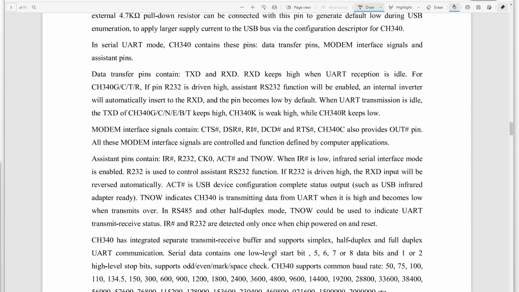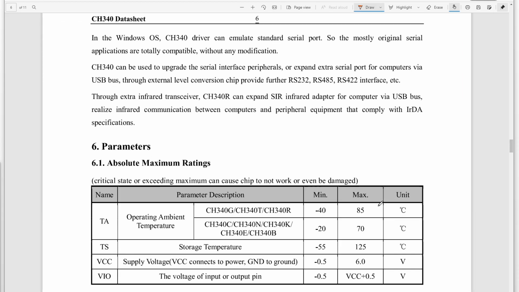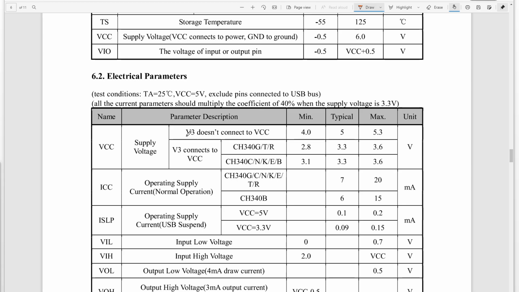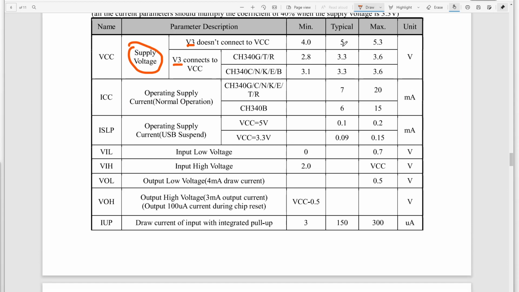And here it describes the data format, the serial data format, okay: start bit and 5, 6, 7, 8 data bits, 1 or 2 stop bits, okay. This is the boundary. The lowest one is this one, and the highest one is this one, okay. And here, these are all kinds of parameters for this chip. So here, this is the supported voltage V3, okay? For different power supplies, this is 5, this is 3.3, okay.